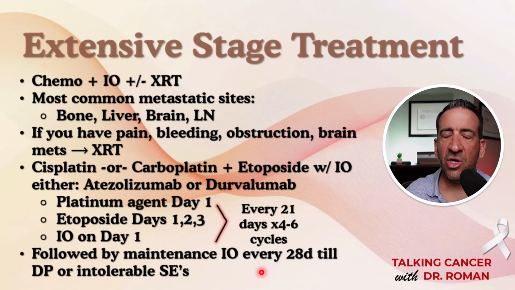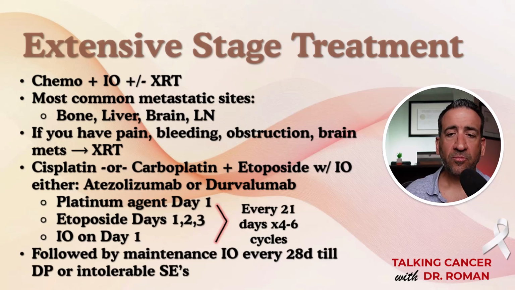If you're extensive stage, do you have a reason to receive radiation? Pain? Do you have bleeding? Do you have brain mets? If the answer is yes, then radiation is the way to go. If not, they will start you off on chemotherapy and immunotherapy, and they will give you about 6 treatments or cycles of chemotherapy and immunotherapy. And then after that, we will stop chemotherapy. And if you're a candidate for it, we will leave you only on immunotherapy. And I can tell you, most patients tolerate immunotherapy fairly well.